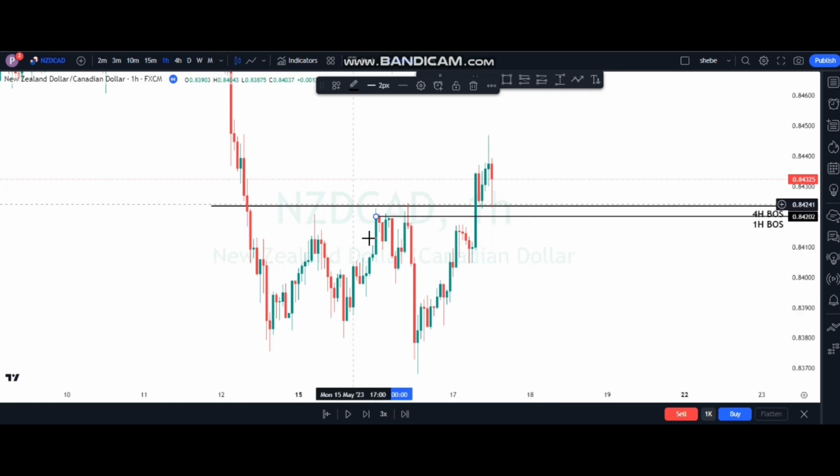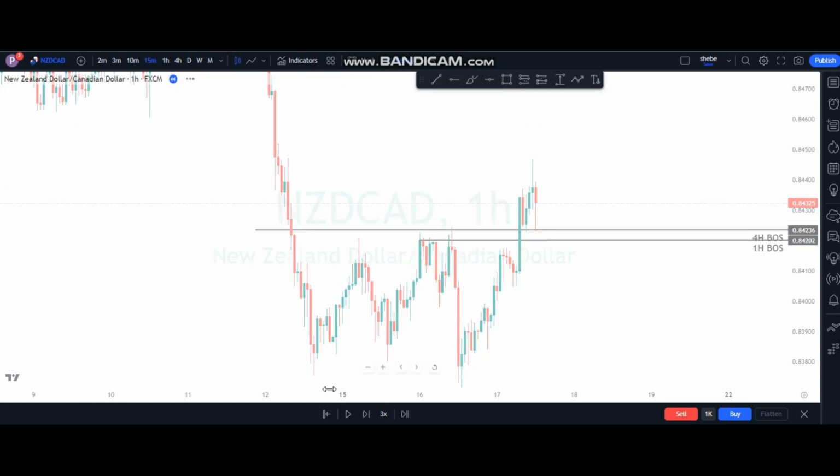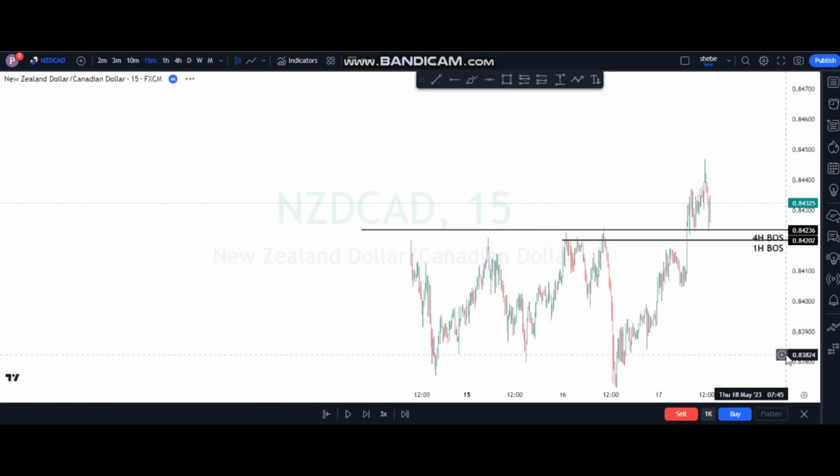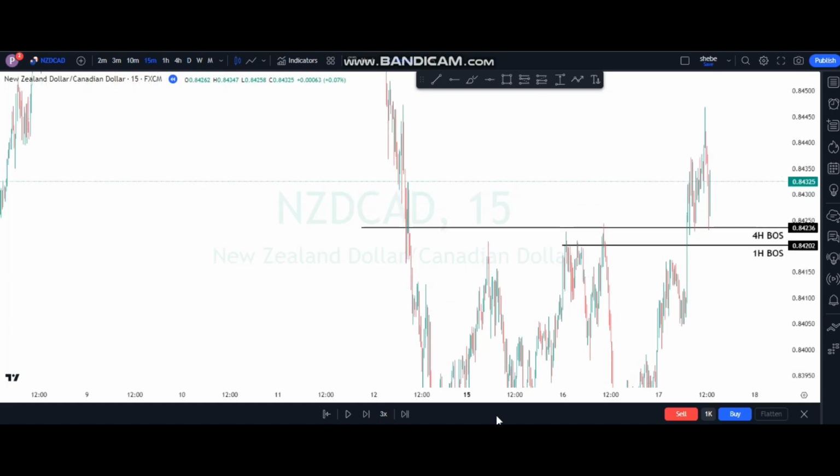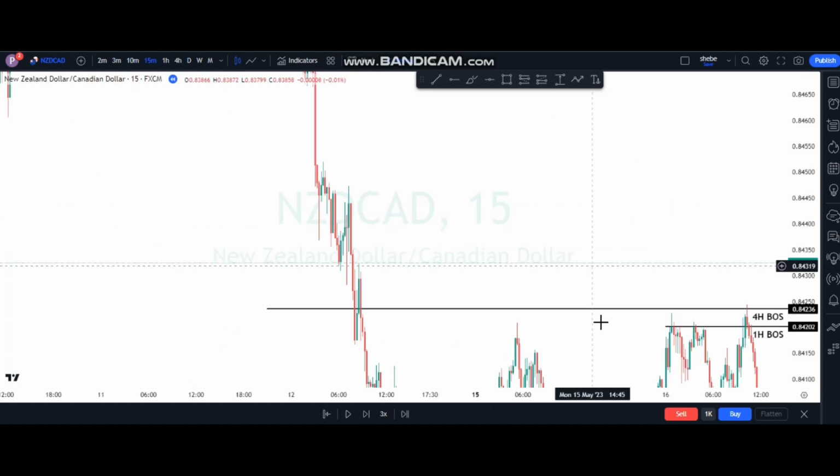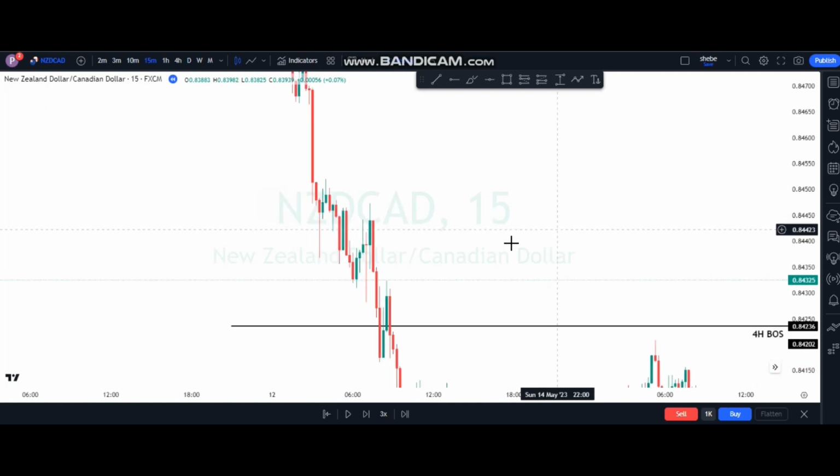proceed. So if you see 4 hour broken the structure, you should wait for 1 hour to break the structure as it happened. After doing so, you just go in 15 minutes to find the 15 minutes invalidation point, or 15 minutes hidden invalidation point, basing on what is going to happen.